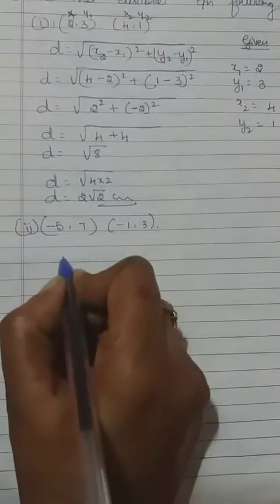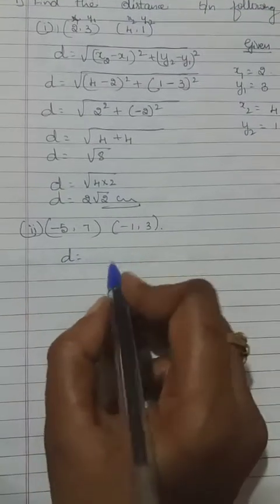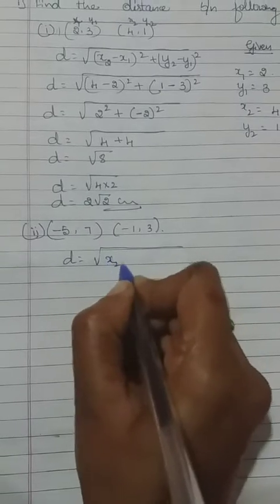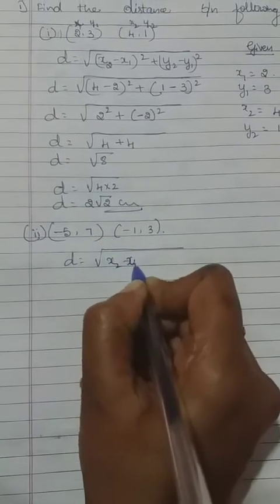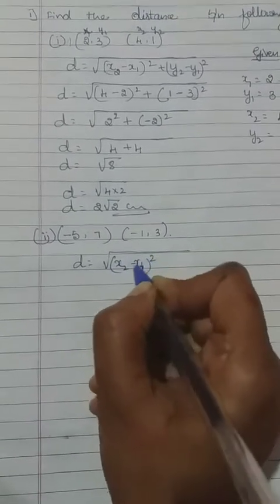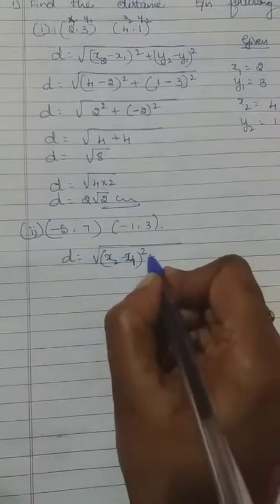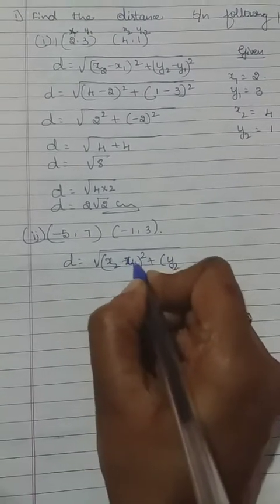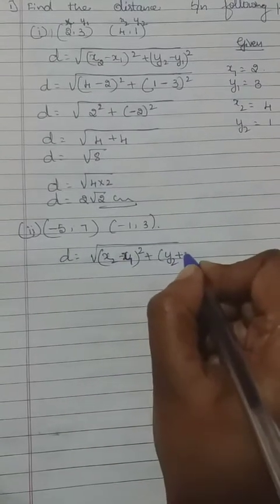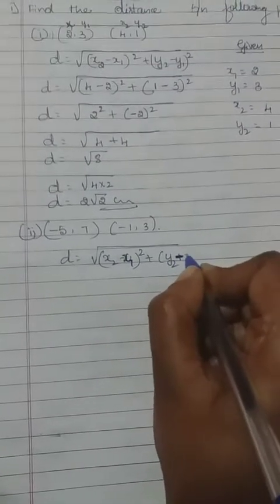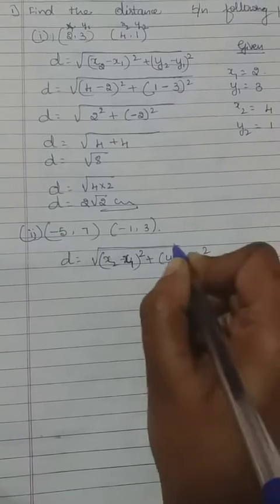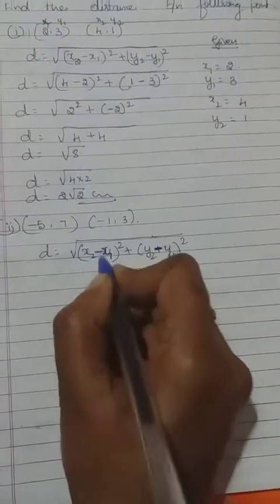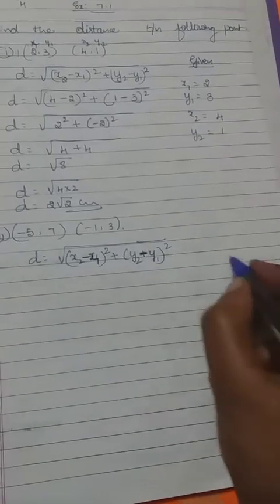So I told you already the formula. D equals, first you have to write the formula, that is square root of (x2 minus x1) whole square. Students, you have to remember the formula. So without the formula you can't do anything. Okay, (x2 minus x1) whole square plus (y2 minus y1) whole square.